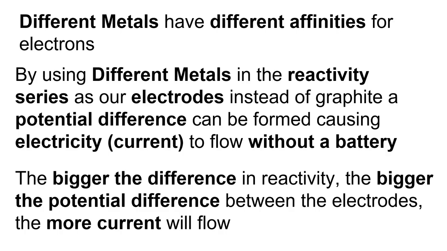So, different metals have different affinities for electrons. By using different metals in the reactivity series as their electrodes instead of graphite, a potential difference can be formed, causing electricity to flow without a battery. The bigger the difference in reactivity, the bigger the potential difference, the more current will flow.